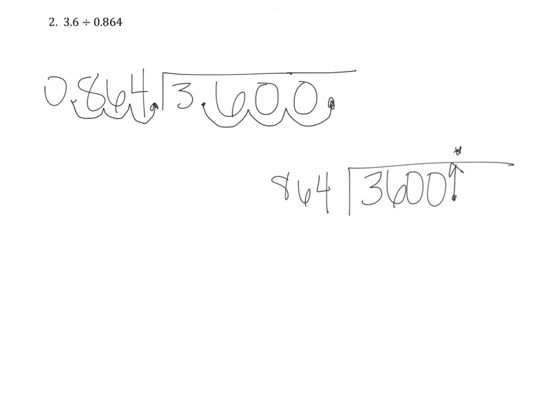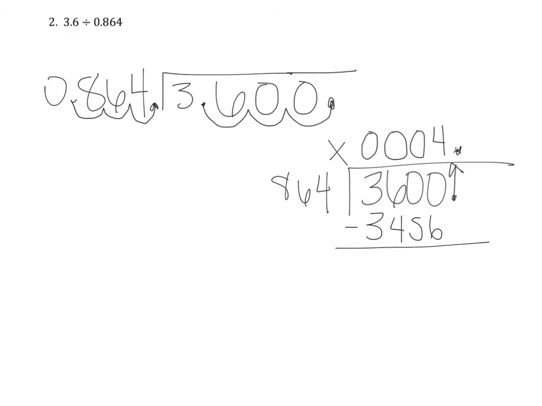Now let's go ahead and divide. So 864 cannot go into 3, so I'm going to put a 0. It can't go into 36, so I'm going to put a 0. It can't go into 360, so I'm going to put a 0. Now, how many times does it go into 3,600? Well, it'll go in there 4 times. And 4 times 864 is 3,456. And we'll go ahead and subtract.